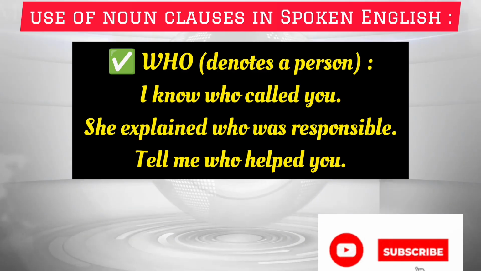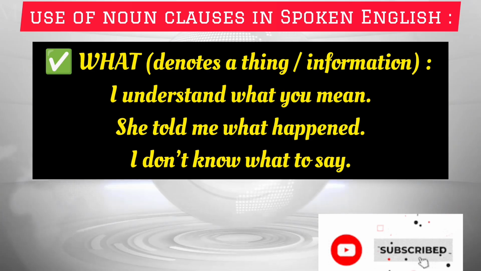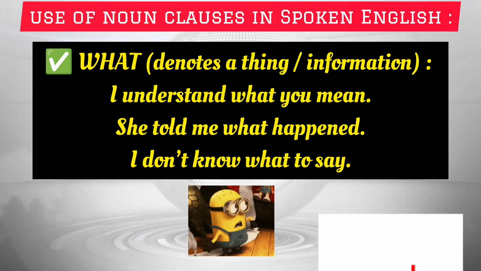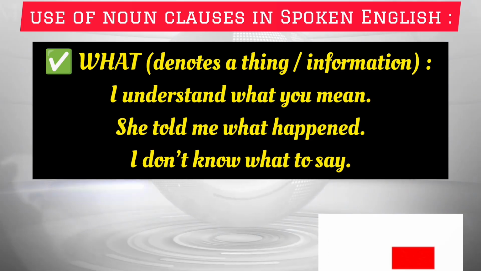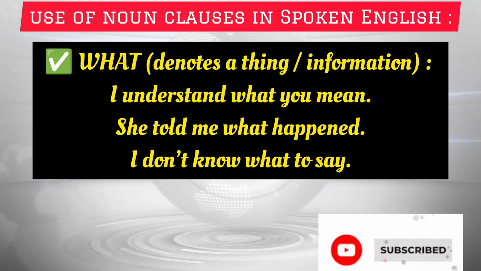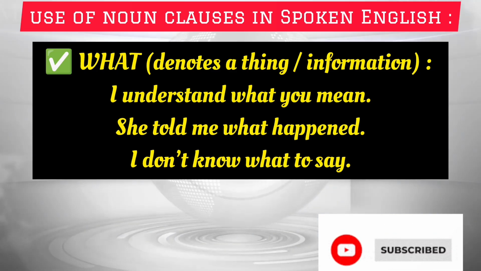Up next we see the noun clauses using what, which denotes a thing or information. As you see the first example, I understand what you mean. So what you mean is a noun clause, where I'm trying to point out a thing that the person wants to mean.